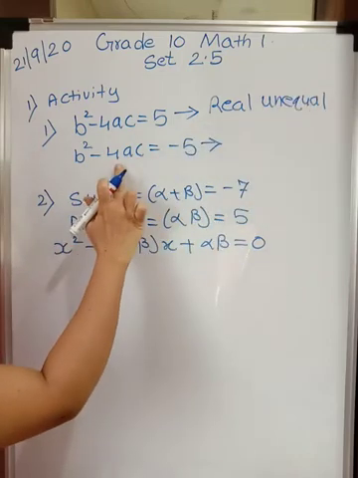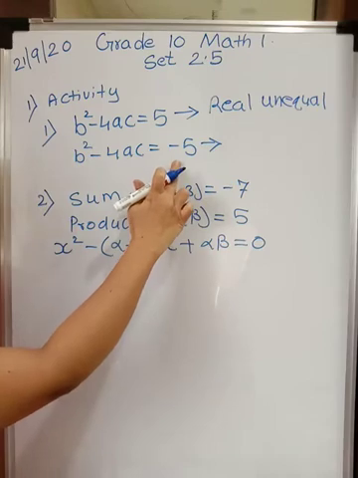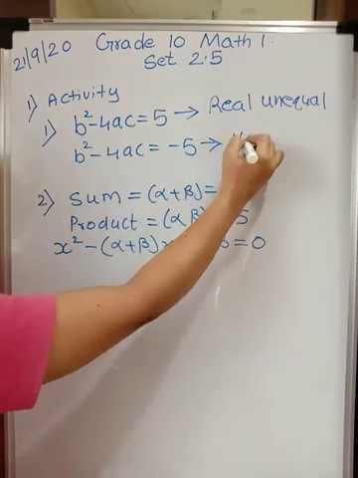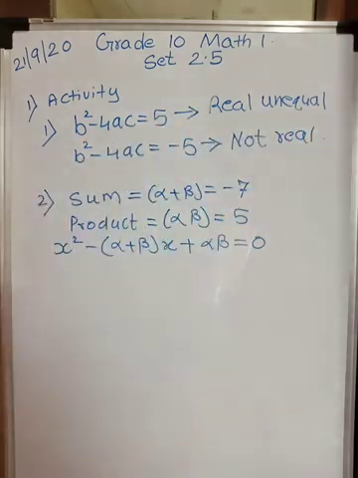Now in this case b square minus 4ac is minus 5. That means it is negative. Delta is less than 0. So the nature of the roots is they are not real. Just now we have seen, no?